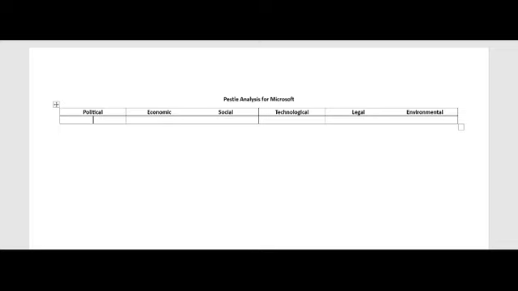It means that you need to specify some political stability in most markets, increase in governmental support, and increase in international trade agreements.